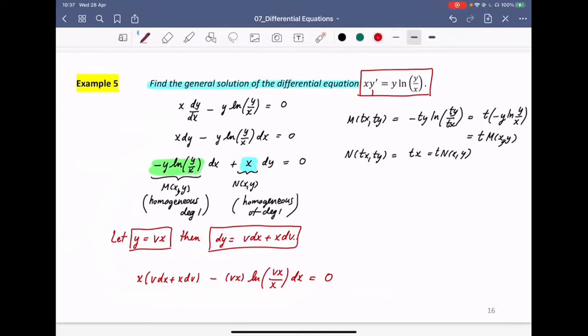All right, so you're going to have vx dv plus x squared dv. You hope for sure some terms cancel out, minus vx log v dx. No cancellation, but let's see, there must be something good that you can do to get a separable equation. Okay, I'm going to move to the next slide. Just copy this one.